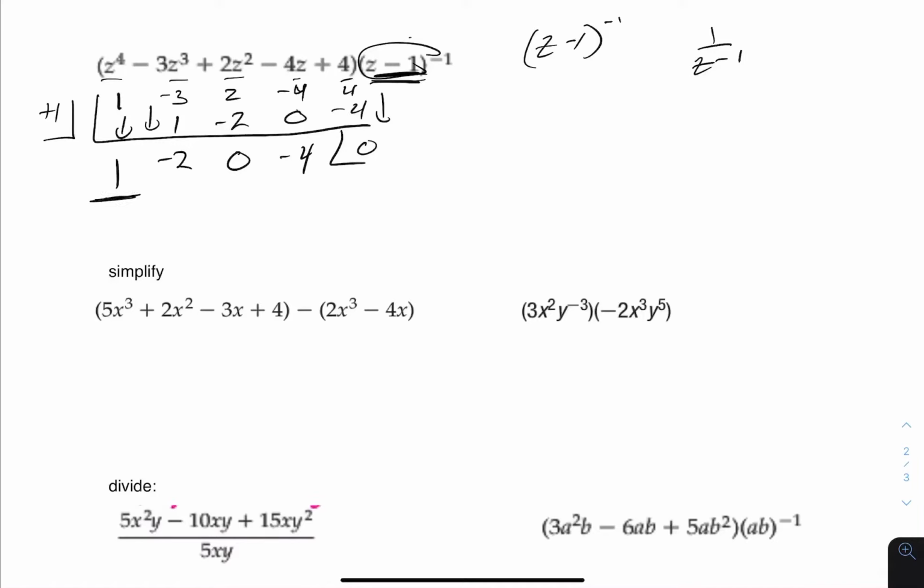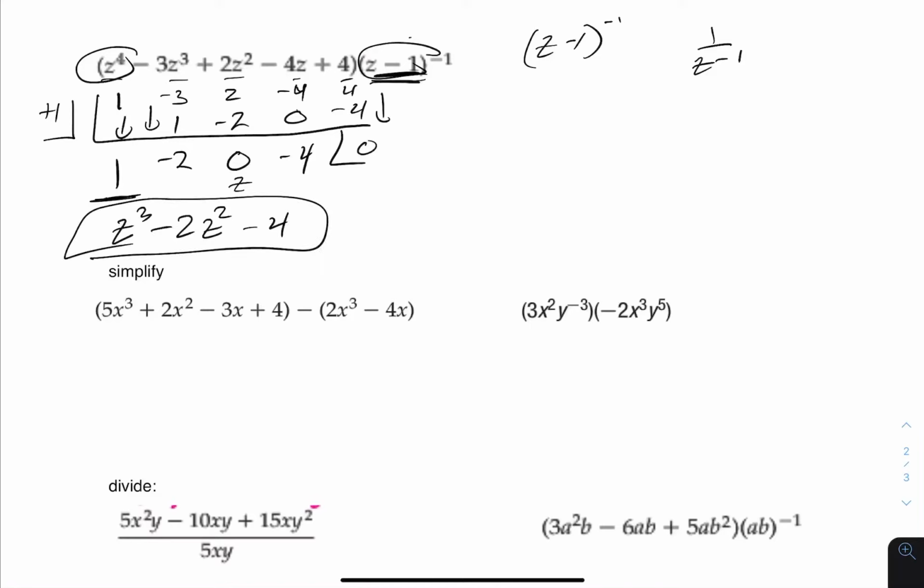Remember, this is always one power less than when you started. So this is z cubed, and then you just go down order, minus 2z squared. This would be z, but it's not there, so just -4, the constant. And there you go. Synthetic division is great if you know how to use it.